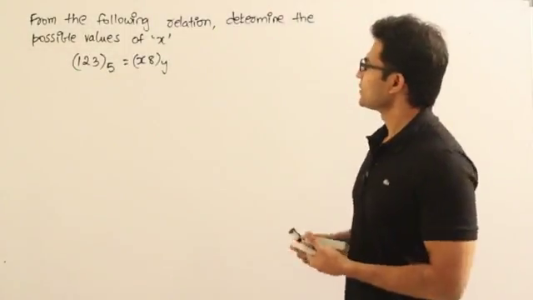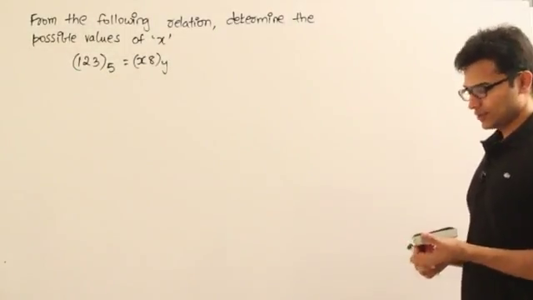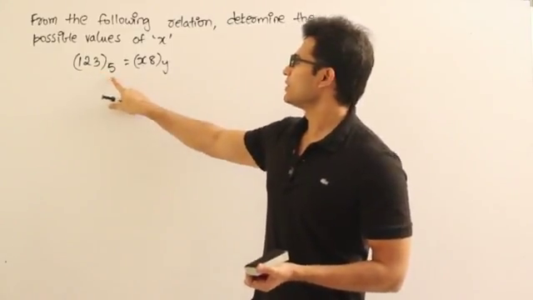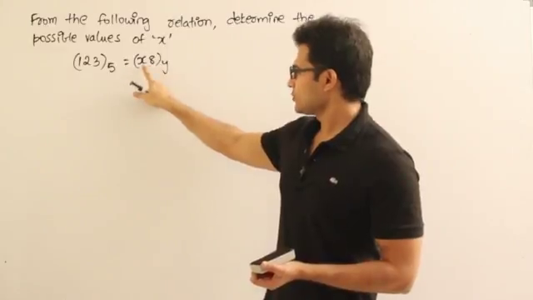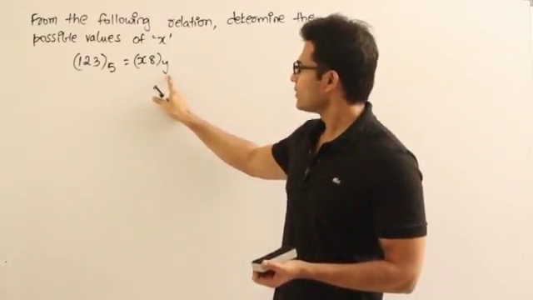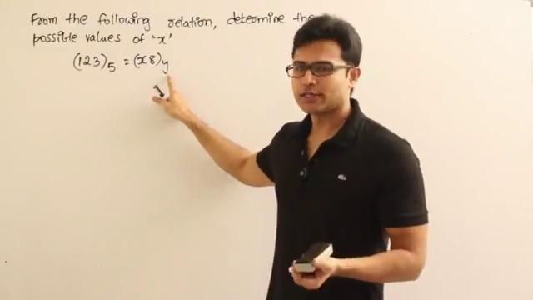From the following relation, determine the possible values of x. So they have given us the equation here: 123 base 5 is equal to x8 base y. So what is y here? The base of some number system. We don't know what it is.